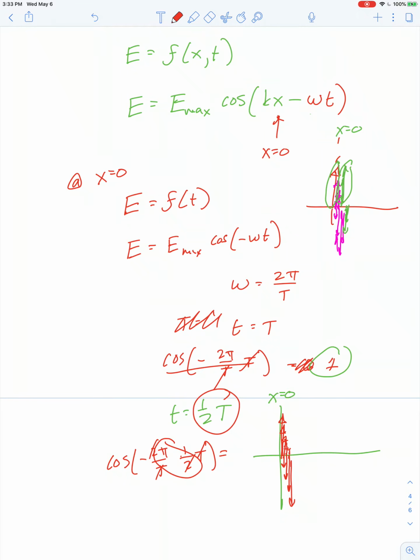0, right? Actually, it doesn't give us pi over 2, it gives us pi, which is negative 1. I knew something was wrong there.